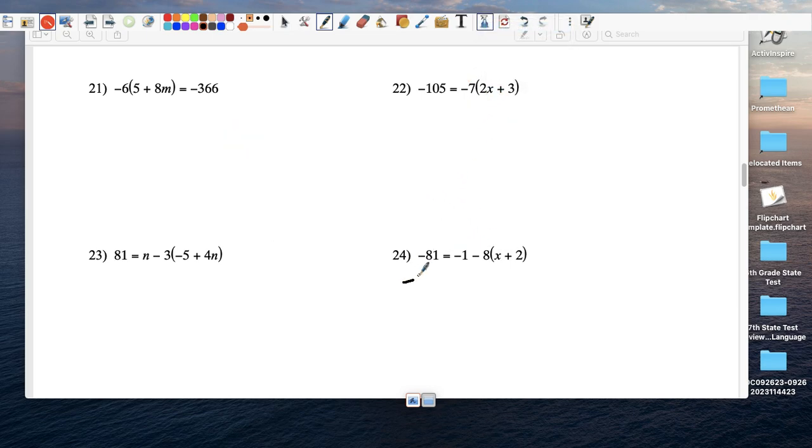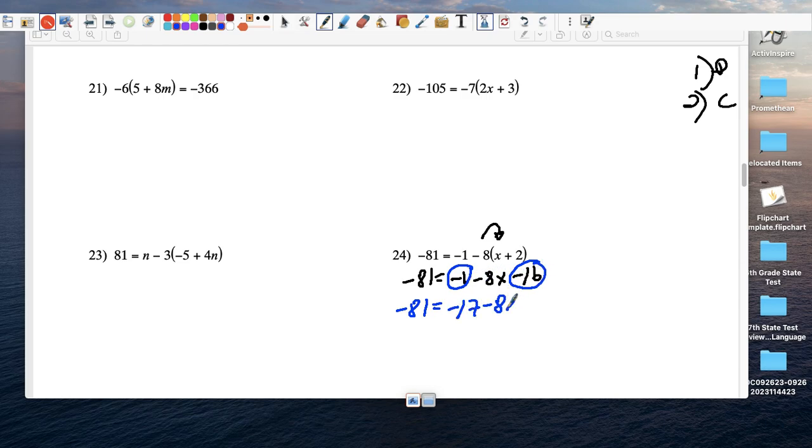24. Again, negative 81 equals negative 1, and I have to do the distributive property here. Negative 8 times x is negative 8x, and then negative 8 times 2 is negative 16. So 1, distributive property, done. 2, combine like terms. Let me look here. Negative 81, I can't combine that with anyone, but on this side I can combine this guy and this guy. Negative 1 and negative 16 is negative 17 minus 8x.